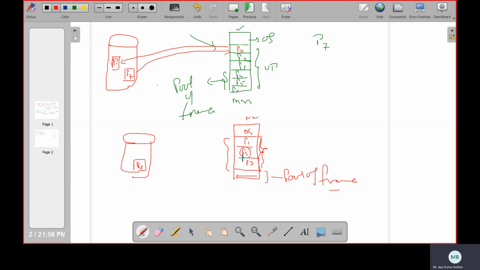But here, the pool of frames technique will not first directly remove this P2. It has selected that this is the victim, I want to remove it. But before removing that, it will allocate P4 to one of the free frames that is present here. One of the free frames, whichever is there, P4 will be allocated to that.